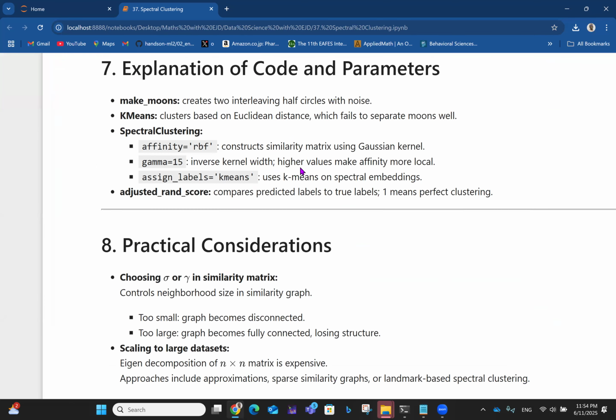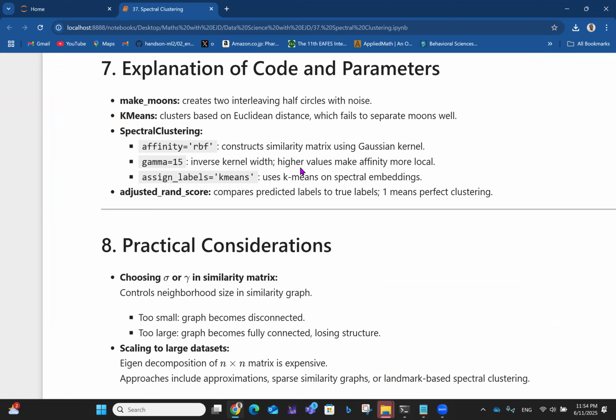Okay, explanation of code and parameters. So make_moons creates two interleaving half circles with noise. And k-means clusters based on Euclidean distance, which fails to separate moons well. So you couldn't separate the moons well because you have some overlapping edges.